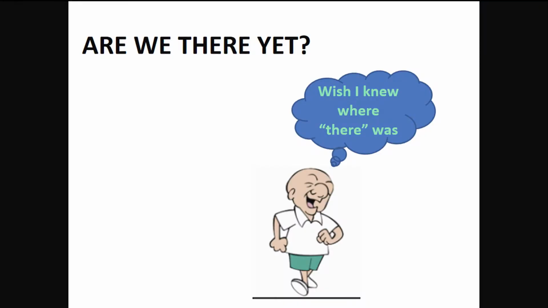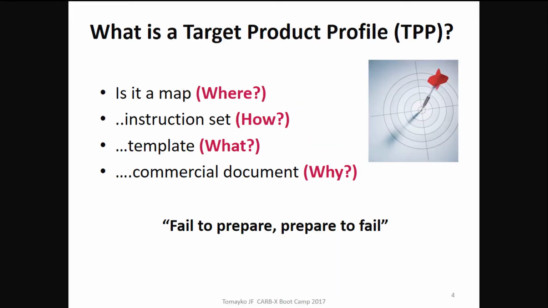And if you want the top-level abstract summary of my talk, and I'm sure all summer long many of you have been hearing, "Are we there yet?" But I wish I knew where there was, is where Mr. Magoo's running aimlessly. So what is a target product profile? Is it a where, a how, a what, or a why? I would argue it's a little bit of all of those, probably not a how, but probably the others.